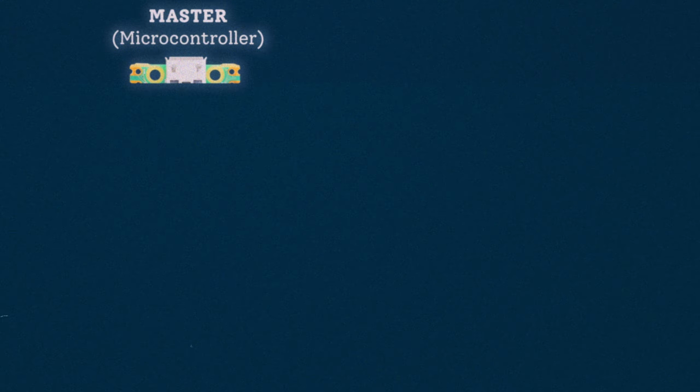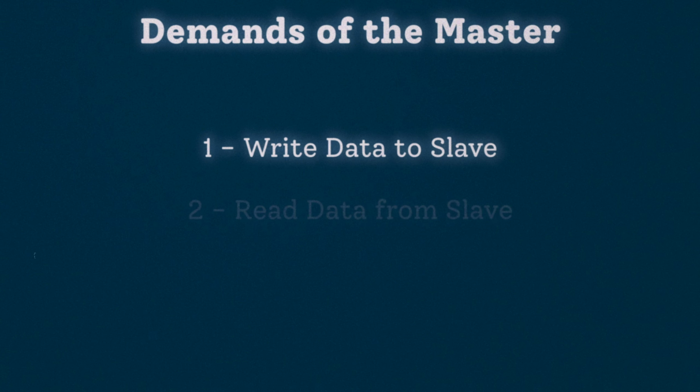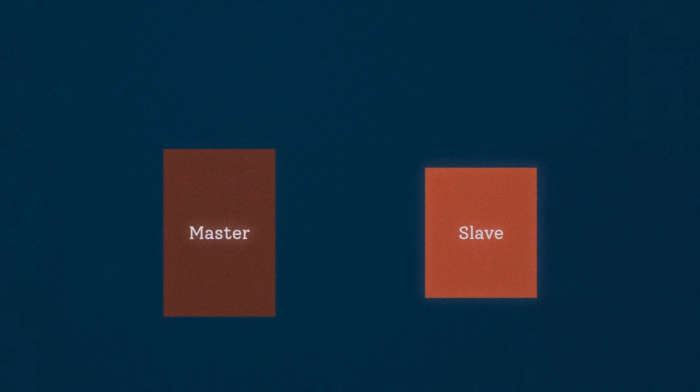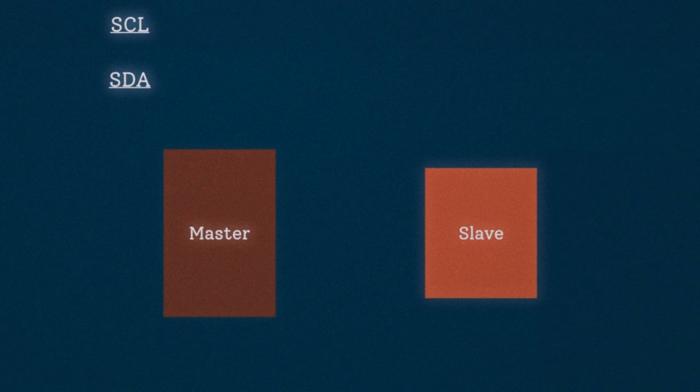So what can a master demand of their slave? Well, it's just like any other external connection. They can either write data to or read data from their slave. Let's start with writing a single byte of data. Now, at the beginning, both the serial clock and the serial data lines are at an idle state, during which they are both pulled high.